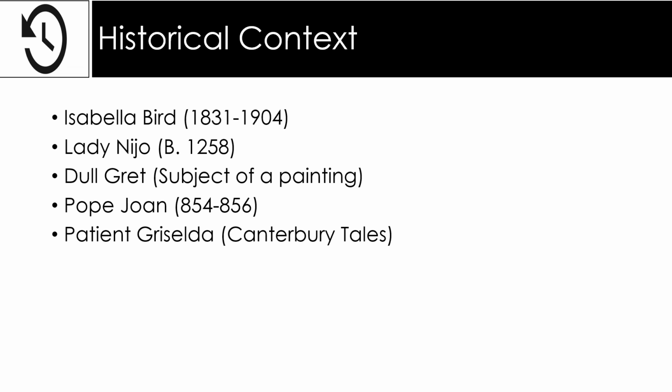Eventually she became the Pope, but struck up an affair and became pregnant and gave birth in the street before she was eventually killed just for being a woman. And then Patient Griselda, she was the character from the Canterbury Tales, and she had the really sad story of being married to a person who made her promise to do whatever he said. He took away her children, sent her home, and eventually she passed the test. She was obedient to him at all times, so he brought her back.